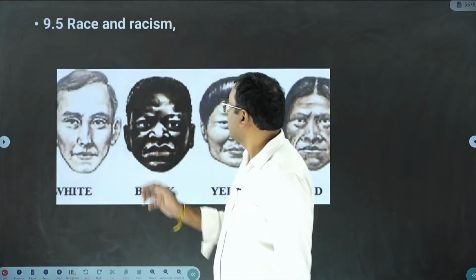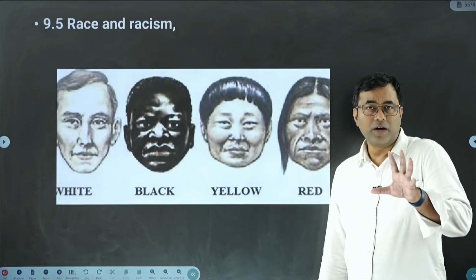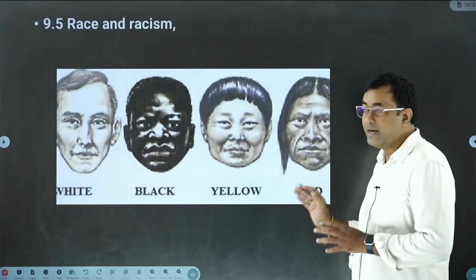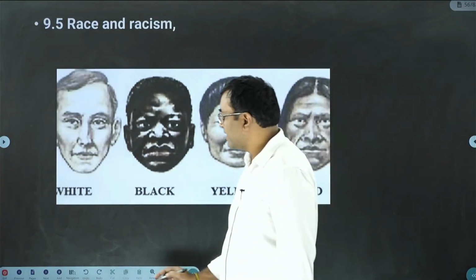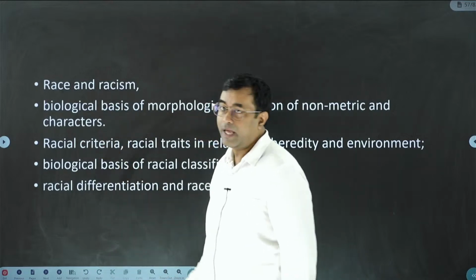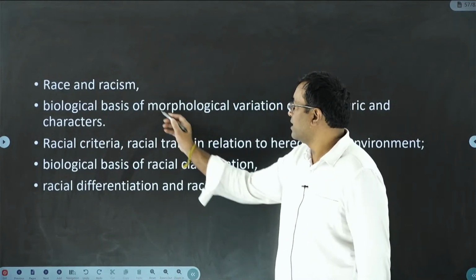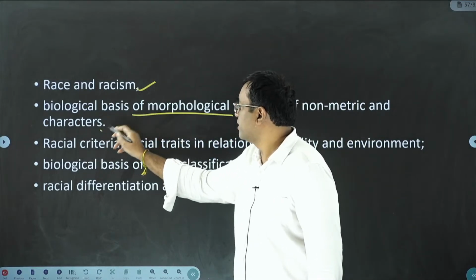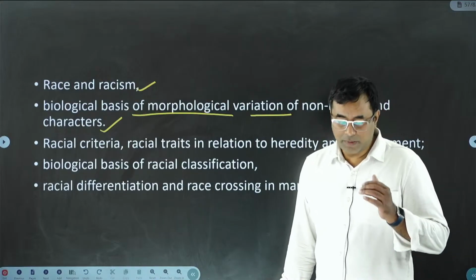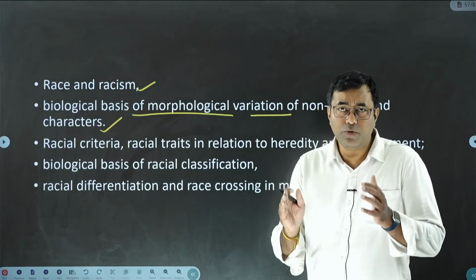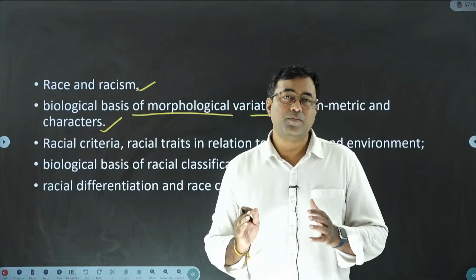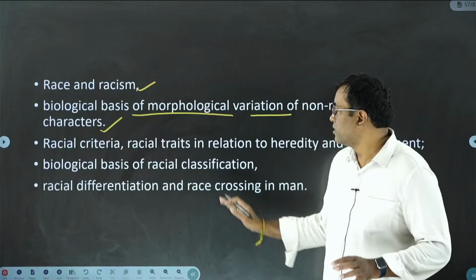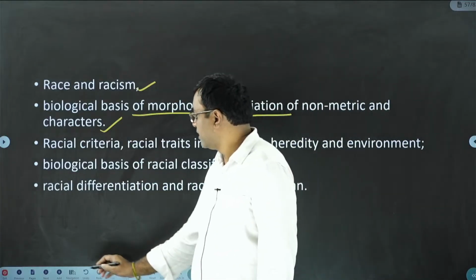So next one is related to race and racism. You can see all around the world different sections of people. Some of the people are white, black, yellowish and red. So how these particular races are being formed is discussed in chapter 9.5. So race and racism, the biological basis of morphological variations, non-metric and different types of characters of the people. So that means here we will scientifically try to understand how the races are being formed, how the different types of features are being formed based on their environmental conditions. So all these are being discussed in this particular chapter.